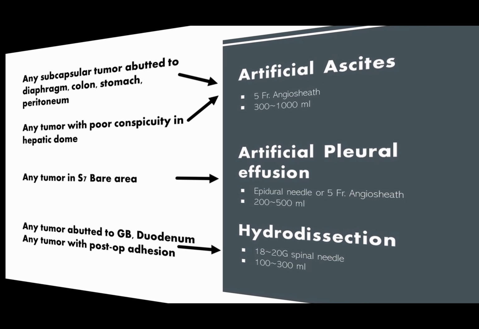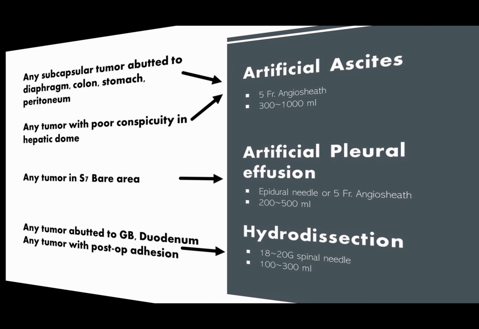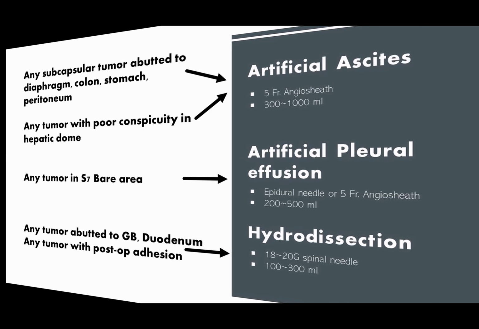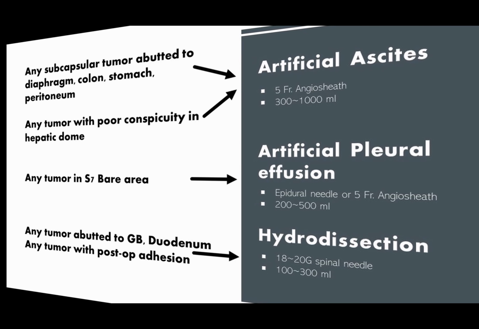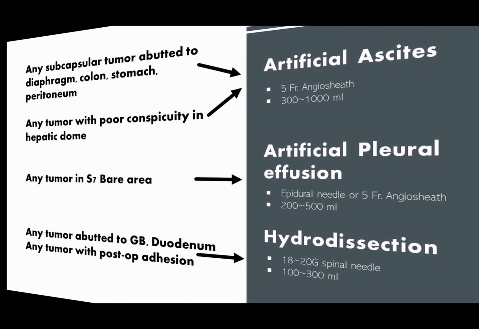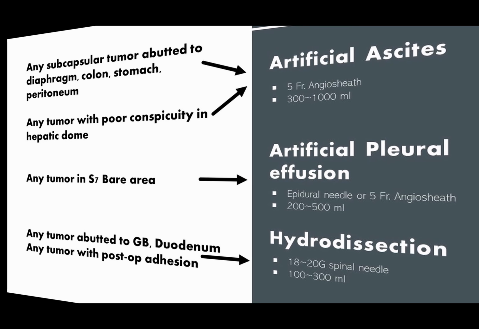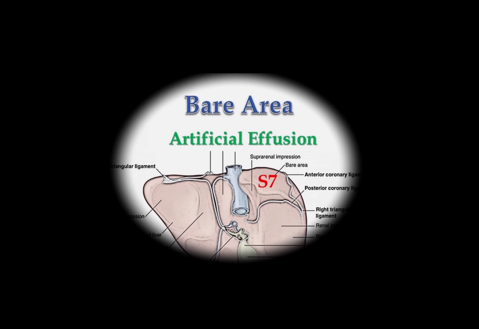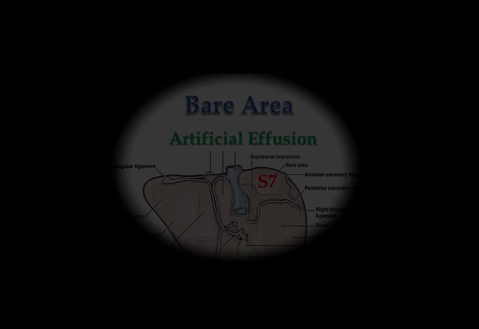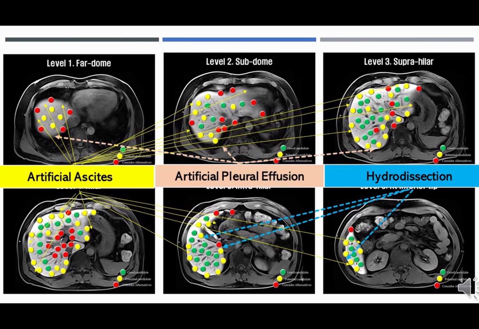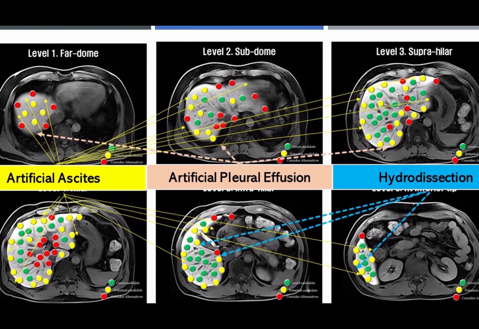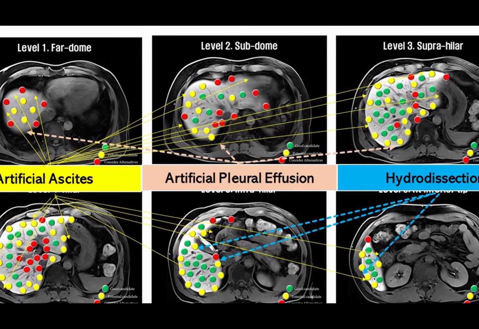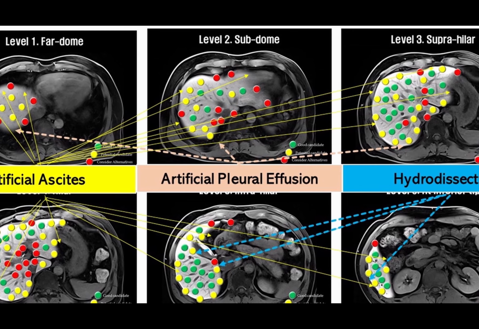Okay, this is how to make it safe for hepatic lesions: artificial ascites, artificial pleural effusion. If there is a post-op state, we can use hydrodissection or the tumor abutting the gallbladder. Okay, bare area, so we should use artificial pleural effusion rather than artificial ascites. We cannot separate. So this is our feasibility map. The dome area is quite difficult; in this area we use artificial ascites. In the segment 7 area, we use pleural effusion rather than artificial ascites.